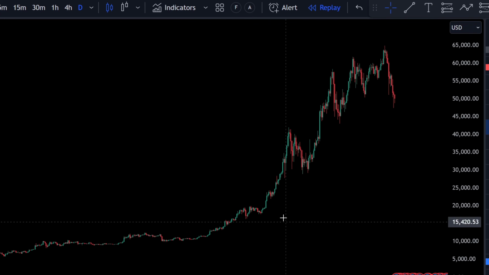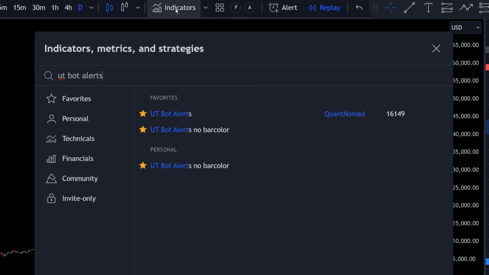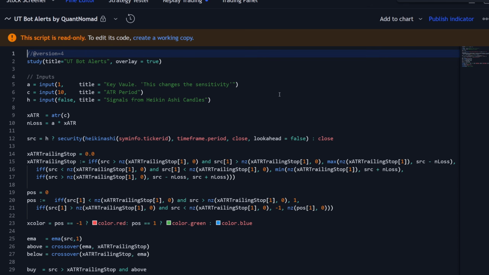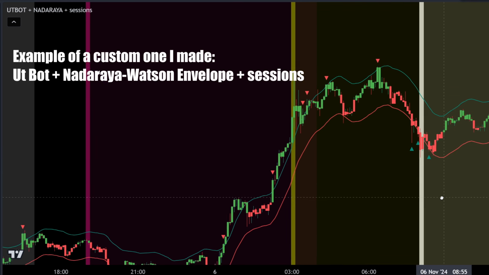To add it, search UT-Bot Alerts and select this one by Quant Nomad. Since the indicator is open source, you can also edit it and combine it with other indicators. If you want a video on how to do that, leave me a comment.